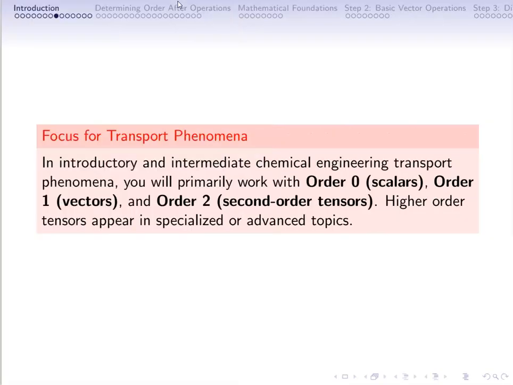Now, focus for transport phenomena. In introductory or intermediate chemical engineering transport phenomena, you will primarily work with order zero scalars, order 1 vectors and order 2 second order tensors. Higher order tensors appear in specialized or advanced topics. So we will deal in chemical engineering first with order 0, order 1 and order 2 tensors.